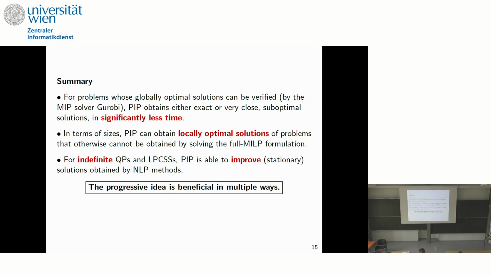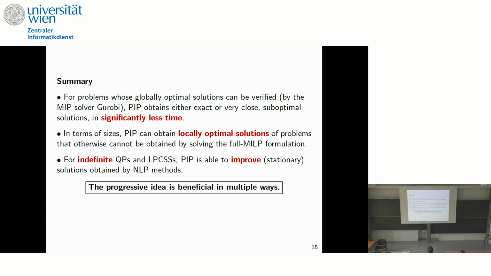For problems whose global solutions you know, PIP, the progressive integer programming method, obtains either the exact solution or comes very close, a suboptimal solution, and this is the key, in significantly less time. Significantly. Okay?